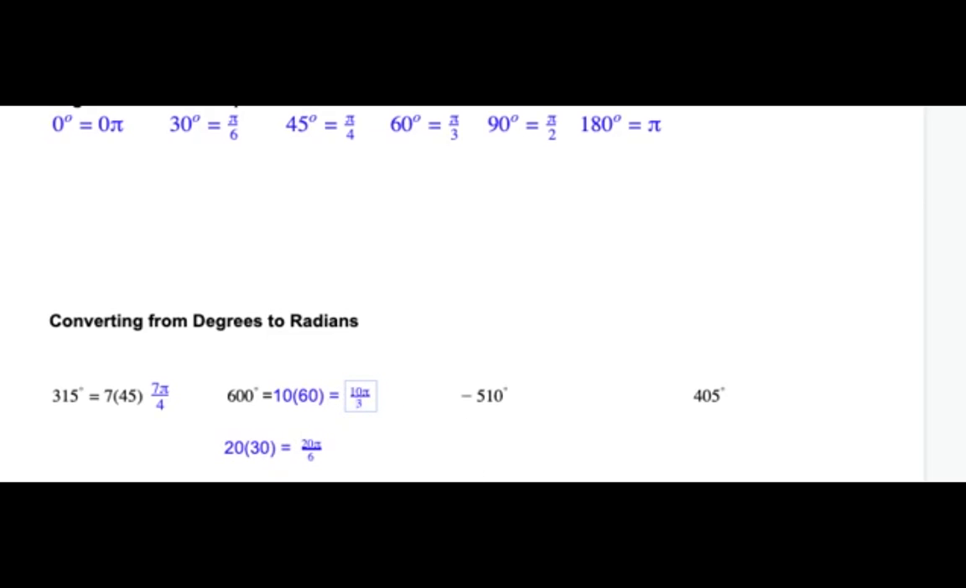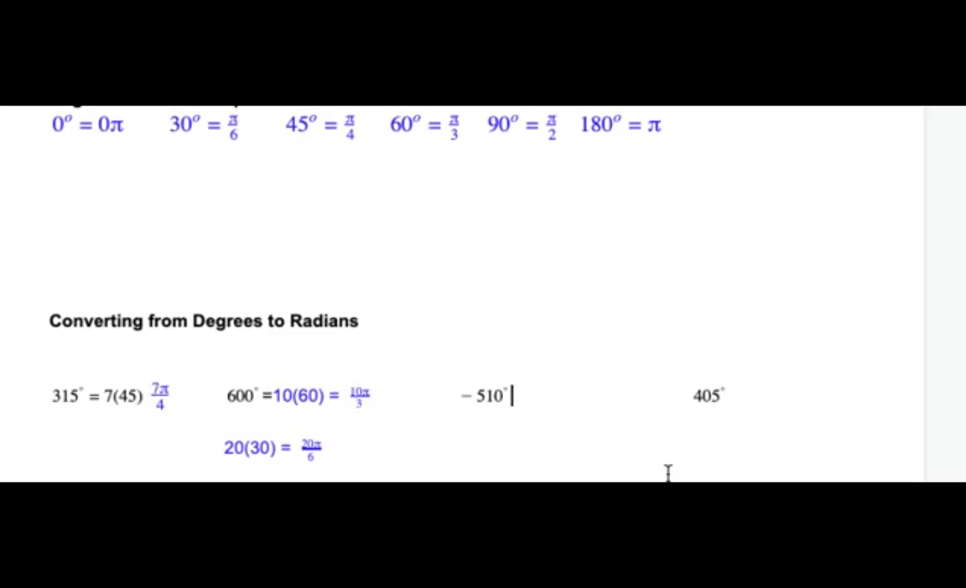So no matter what you do, always ask yourself, can I reduce this fraction? And remember, reducing means, is there a number I can divide into both the numbers? And then it will become smaller. Like 7 and 4, there's no number that divides 7 and 4. So that's the most reduced form of that fraction.